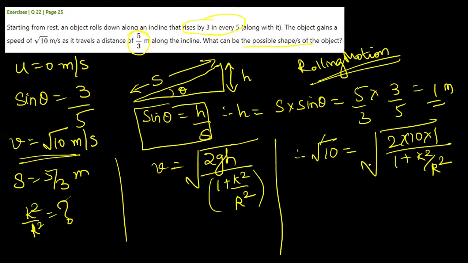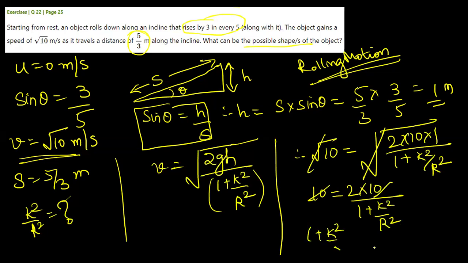रूट कैंसिल हो जाएगा दोनों तरफ से. 10 विल बी इक्वल टू 2 इंटू 10 अपॉन 1 प्लस k स्क्वायर बाय r स्क्वायर. अगेन 10 भी कैंसिल, तो 1 प्लस k स्क्वायर बाय r स्क्वायर विल बी इक्वल टू 2. तो k स्क्वायर बाय r स्क्वायर का वैल्यू कितना होगा, 2 माइनस 1 दैट इज 1. k स्क्वायर बाय r स्क्वायर का वैल्यू 1.